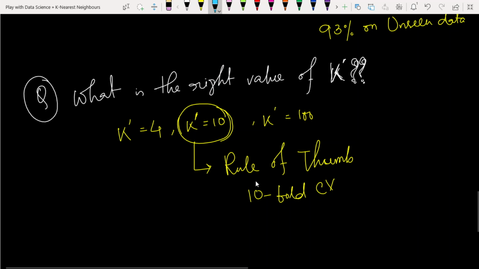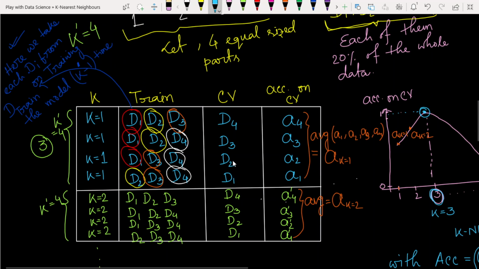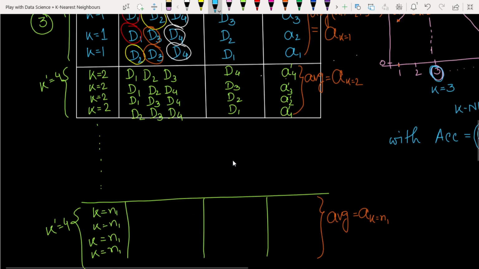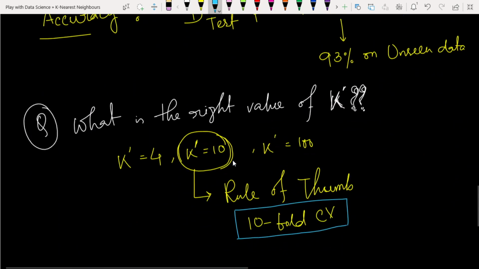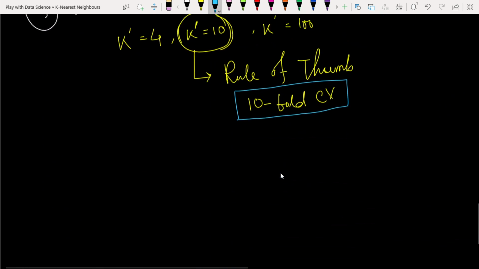This is the simple rule of thumb. Mostly, data scientists, data engineers, and mathematicians use these techniques to find the right k. Not only for KNN, these techniques are used in many algorithms. You will see them in logistic regression and naive Bayes, and also for hyperparameter tuning. Cross validation and k-fold cross validation are not used only for the k nearest neighbor algorithm.